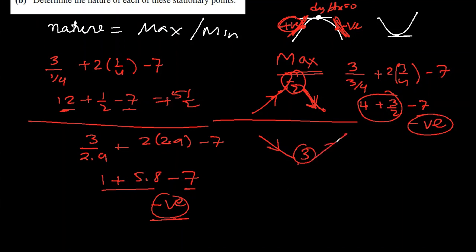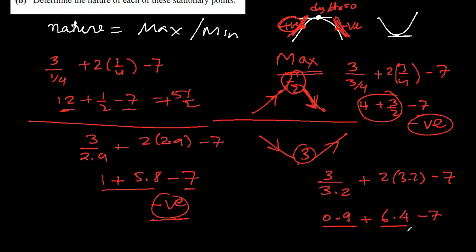Let's see what happens after 3. Let's say 3.2. So I'll substitute 3 over 3.2 plus 2 times 3.2 minus 7. 3 over 3.2 will be almost 0.9 plus 6.4 minus 7. 0.9 plus 6.4 is 7.3, minus 7, 0.3 positive. That means after 3 it is increasing. Before 3 it was decreasing. That's why it is a minimum.